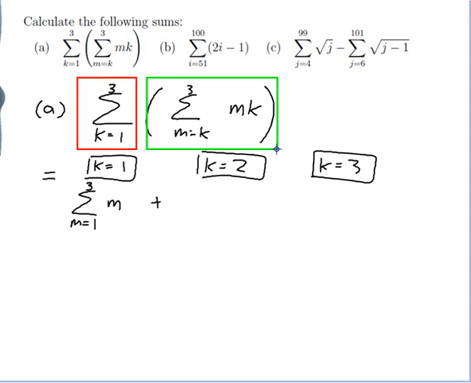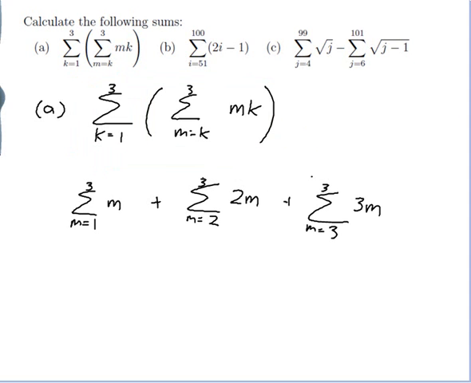Plus, and we'll put 2 into the formula, the sum from m equals k, but k is 2, to 3 of m times k, but k is 2, so that's 2m. Plus the sum from m equals k, but k is 3, up to 3, of m times k, but k is 3, so that's 3m. So that's what we've got. Okay, now let's deal with each of these sums separately.